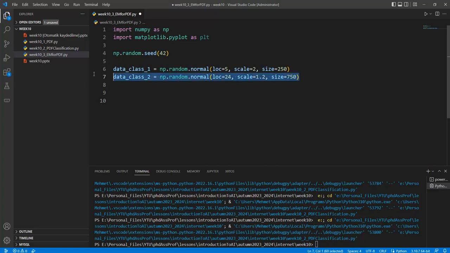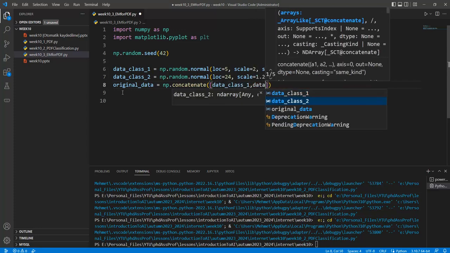And so in the normal case, we don't know the mean and standard deviation values. Yes, but in a real-life application, you have data class 1 and data class 2. In the expectation maximization algorithm, we try to find the mean and these values. Yes. Okay. And so the original data is the what? The np concatenate is the what? Data class 1, data class 2.